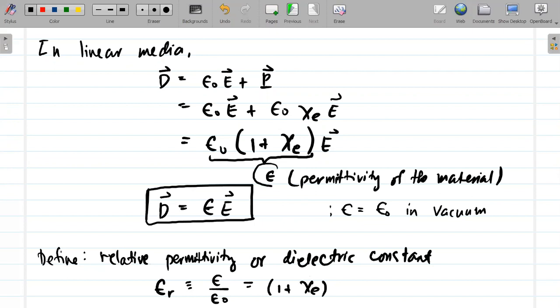Di ba ito? Ito, divide mo ng epsilon naught. Ang matitira, 1 plus chi. So yun lang. This just measures the ratio of the permittivity. So example, vacuum, epsilon R is 1. Tapos the rest, epsilon R actually greater than or equal to 1 kasi parang wala nang mas bababa ata sa vacuum. Di ba? This one is greater than or equal to epsilon naught. Kasi parang epsilon naught yung lower bound mo. So actually, epsilon R is greater than or equal to 1.